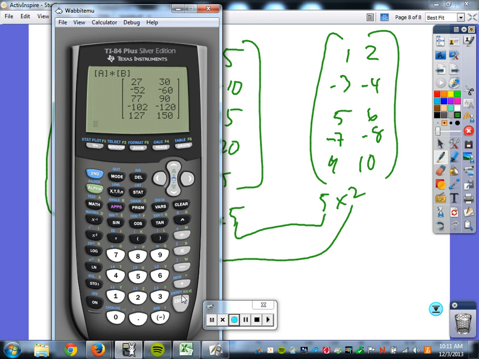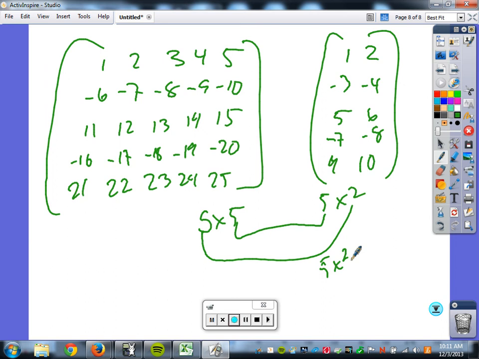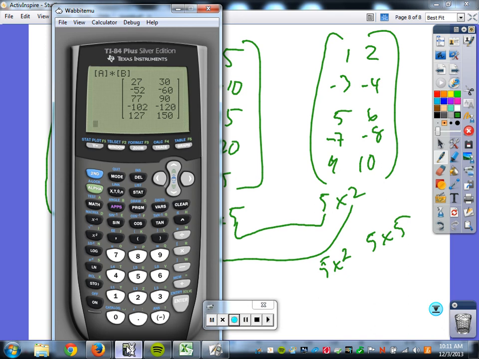Okay, let's go ahead and try b times a. Could we do b times a? A 5 by 2 times a 5 by 5. Let's just show you. So I go second matrix, I want b times matrix A. And it says my dimensions are mismatched. I am not able to multiply those.